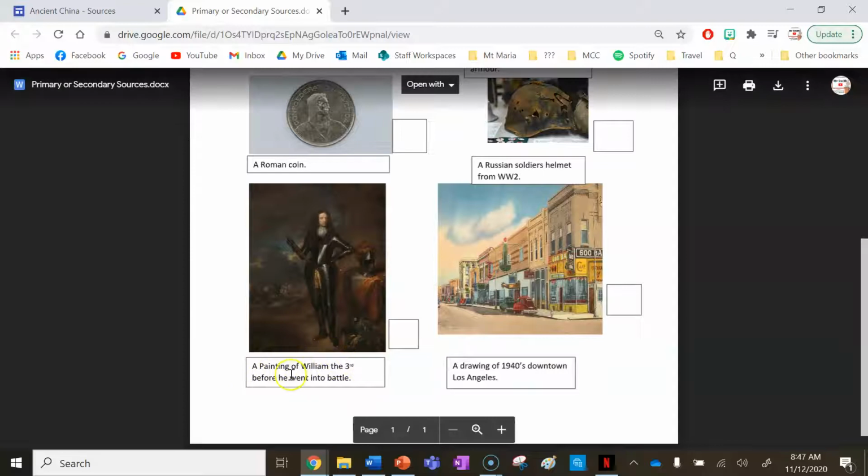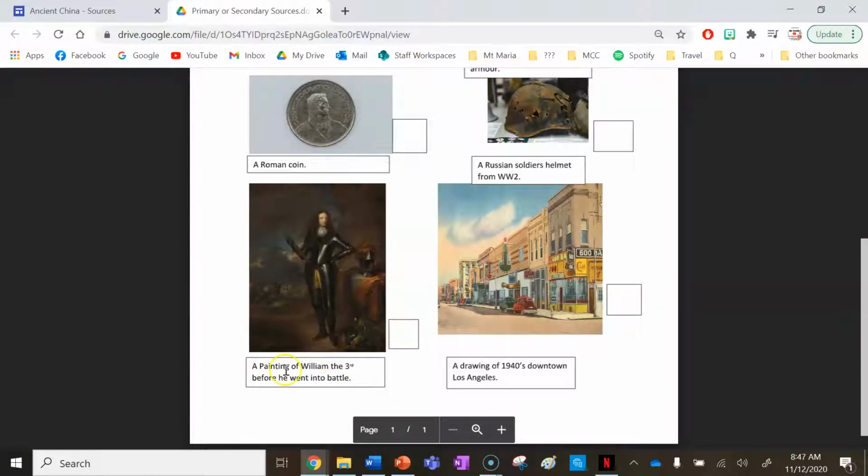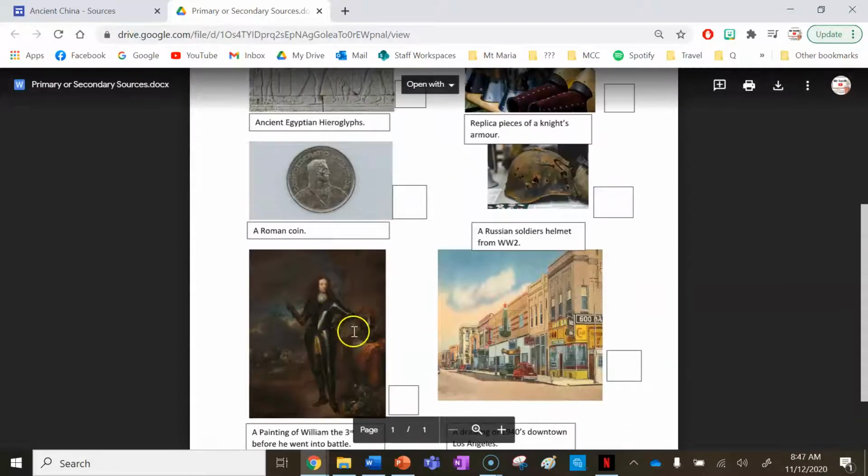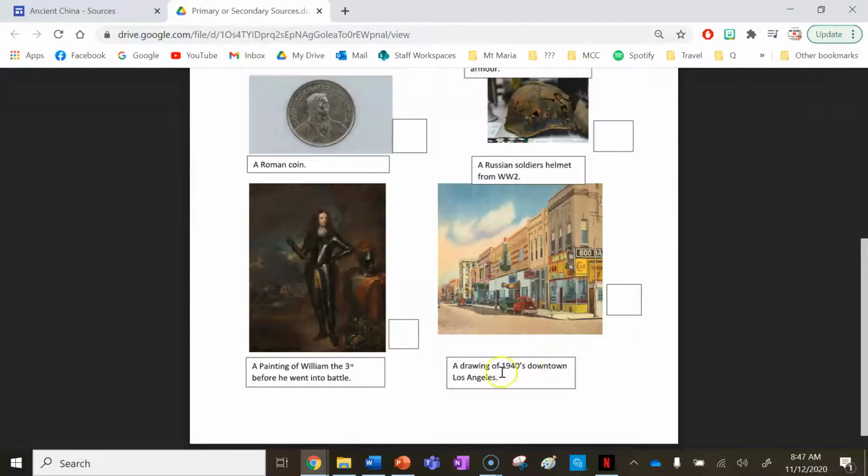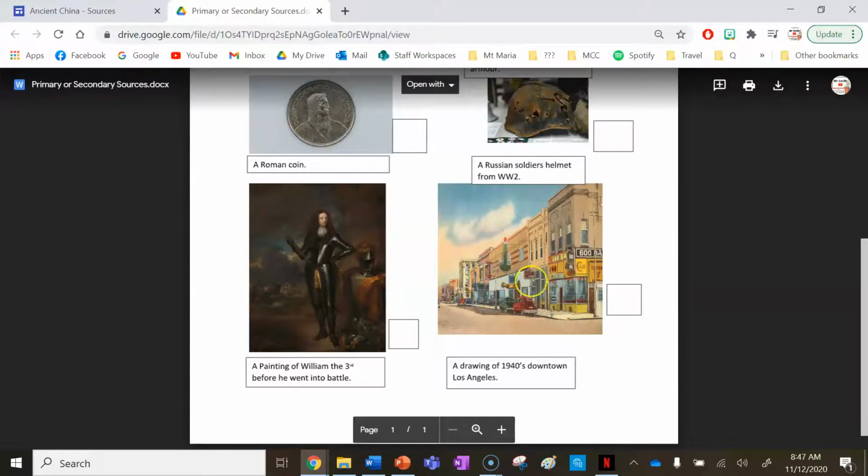A painting of William III before he went into battle. Now, even though this is a painting, and of course it was made probably slightly after the battle, maybe even weeks or months after the battle, it is a primary source because it is a first-hand account of the past. And then a drawing of 1940s downtown Los Angeles. Again, this is a first-hand account of the past.